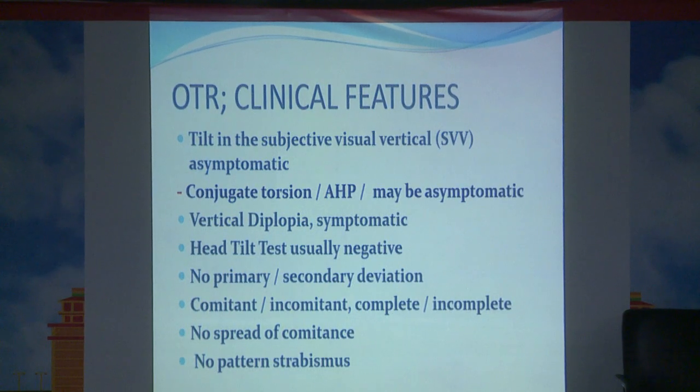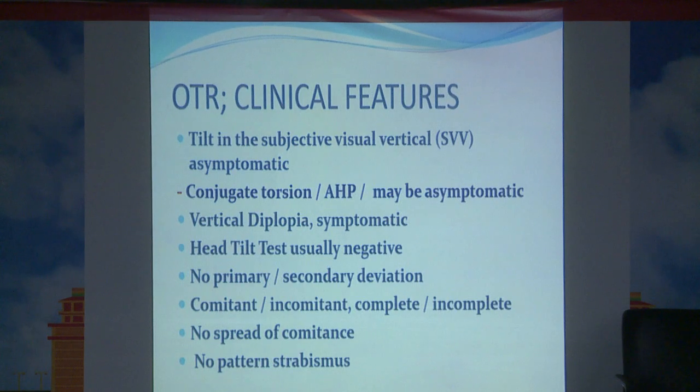Clinical features: we have already said that there is a tilt in the subjective visual vertical, SVV, we will not go into the detail, and there is a conjugate torsion, and we have said AHP. Vertical diplopia can be symptomatic. Head tilt is usually negative, but can be positive in some cases. And important, there is no primary and secondary deviation here, because there is no overaction and underaction. So that is one important thing to distinguish from an acquired strabismus, which may show primary and secondary deviation in other conditions.